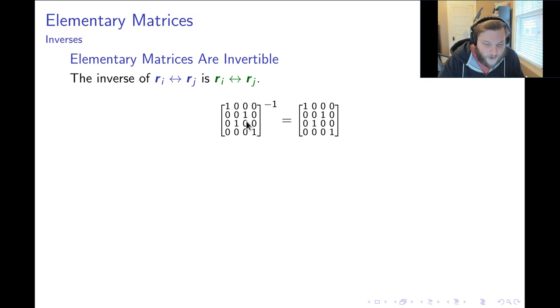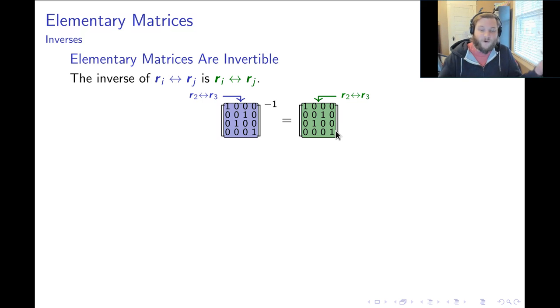So here we're looking at an elementary matrix obtained by switching row 2 with row 3 in the 4 by 4 identity matrix. What our theory is saying is that this matrix is invertible, and its inverse is given by switching row 2 with row 3 in the identity matrix.